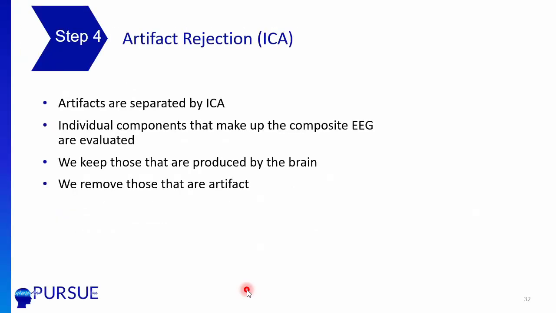Okay, in our fourth step, we're going to do some artifact rejection, and this means that we're going to do something called independent components analysis, or ICA.